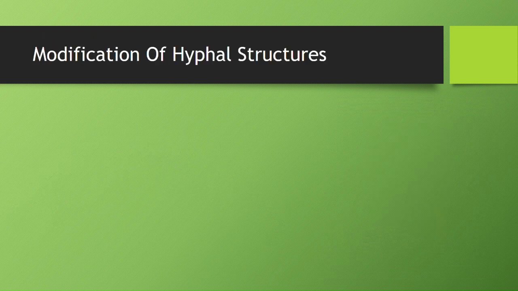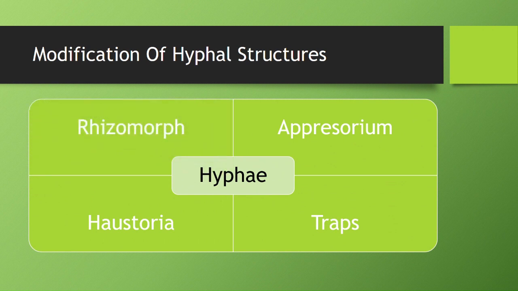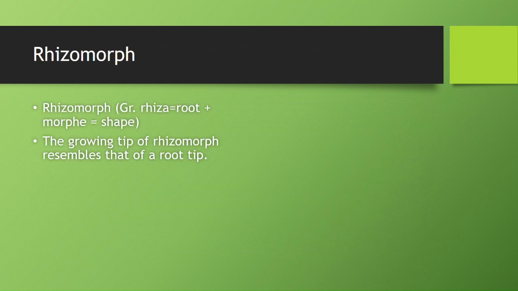Coming to the modification of hyphal structures. Hypha is modified in the fungi into rhizomorph, appressorium, haustorium and traps. We'll discuss each of them. First of all, rhizomorph. Rhizomorph is derived from the Greek words rhiza, meaning root, and morph, meaning shape. The growing tip of the rhizomorph resembles the root tip of higher plants. That's why it's called a rhizomorph.